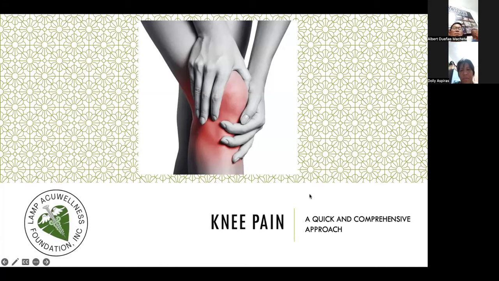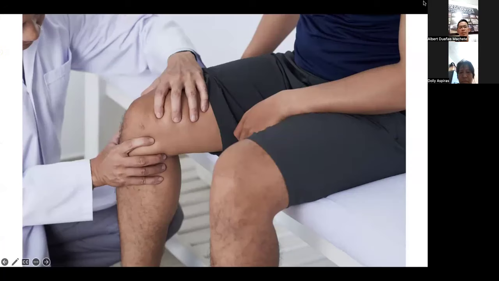This time we talk about knee pain, a quick and comprehensive approach. Okay, we all know that knee pain is a universal symptom, no? That transcends age and activity level. It can stem from acute injuries like a torn ligament or meniscal damage, or it can be due to a chronic condition such as arthritis. So symptoms often include stiffness, swelling, and difficulty in bearing weight, making it a leading cause of distress and functional limitation.